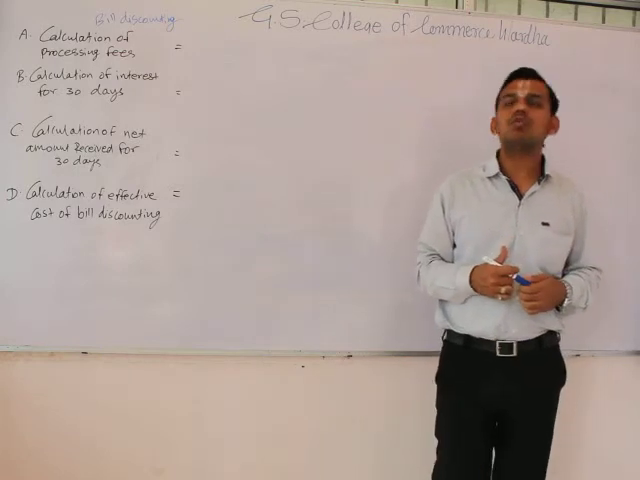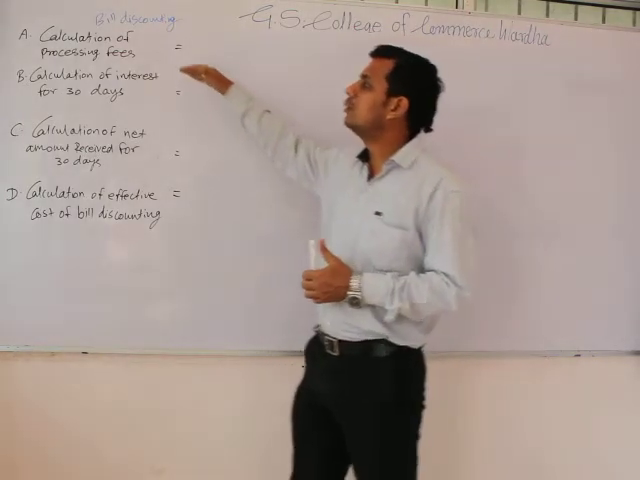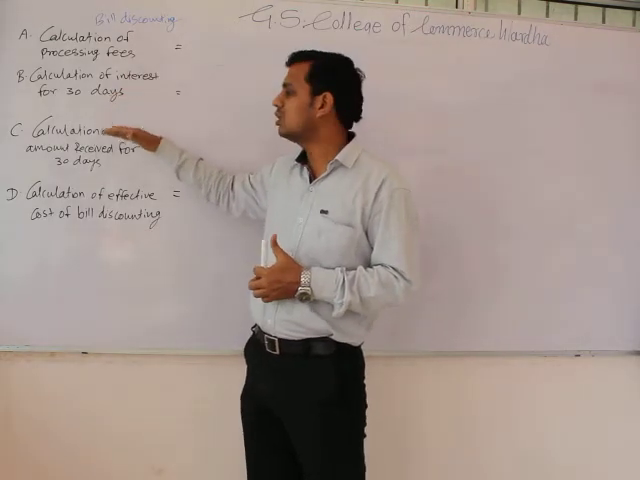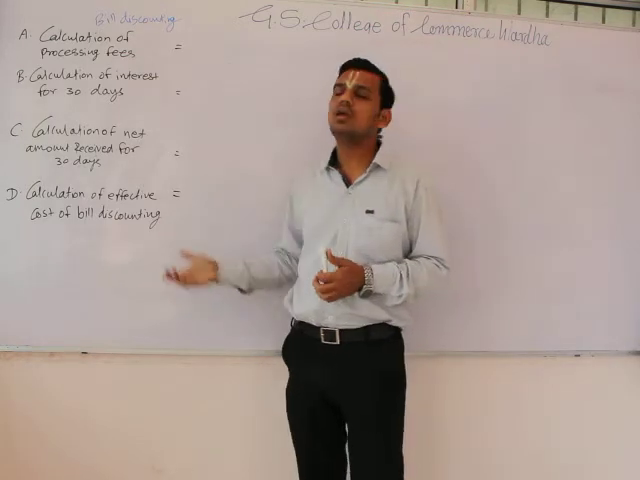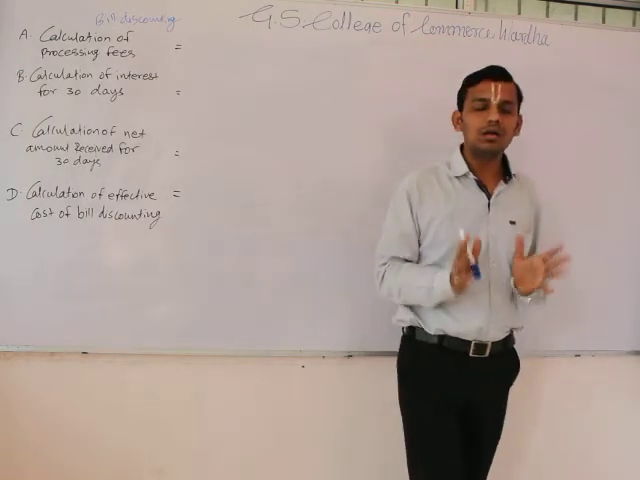So we have to follow four steps. First would be the processing fees, then interest calculation, third one would be the net amount which would be received by us, and lastly the effective cost of that bill discounting.